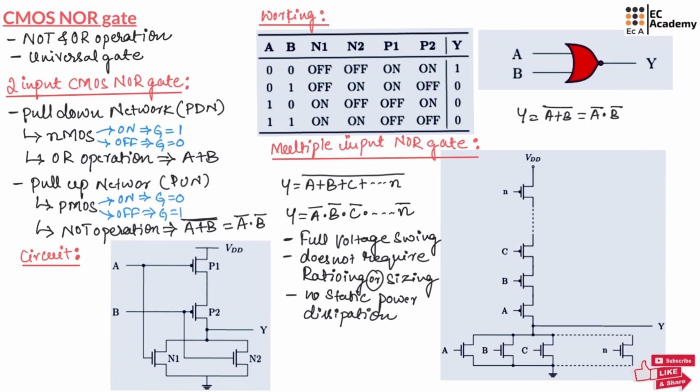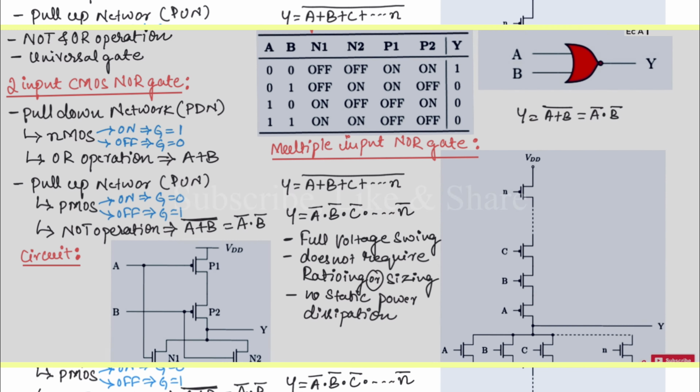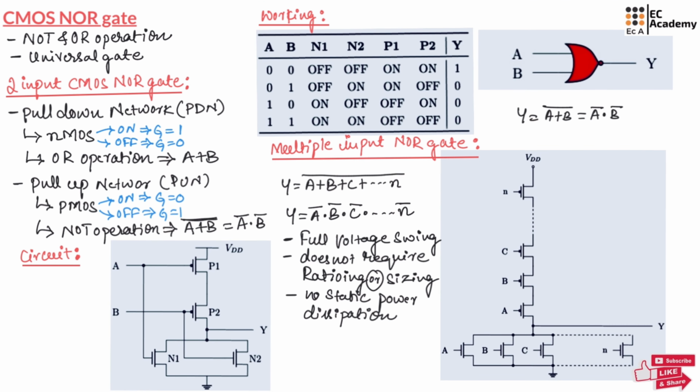So finally, we can say the CMOS NOR gate is fundamental building block in digital logic design. It has various advantages like low power dissipation, full voltage swing, and scalability. Hence, similar to NAND gate, NOR gate is also very frequently used to design VLSI circuits. This is about NOR gate using CMOS technology.